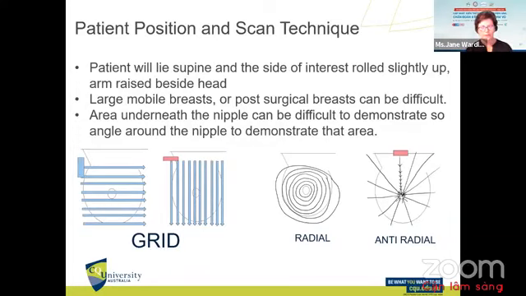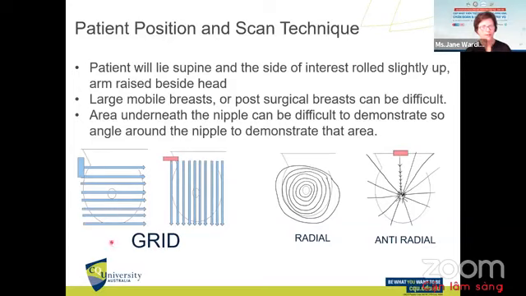It can also be difficult underneath the nipple, the retroareolar area, where you may need to angle around, as the nipple causes shadowing beneath it. So we use a variety of techniques for scanning a breast. One of the common ones is this grid technique here.